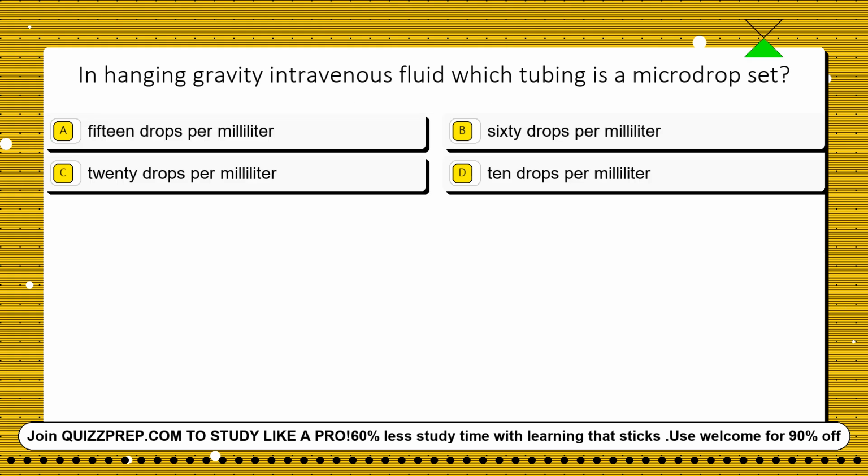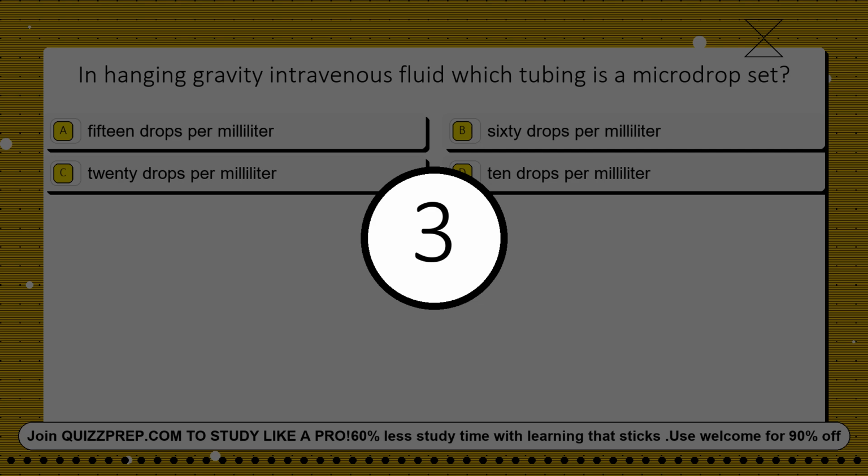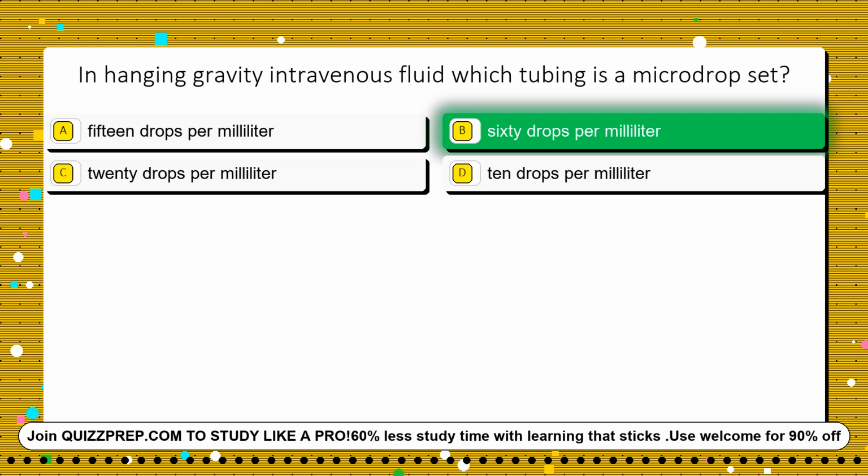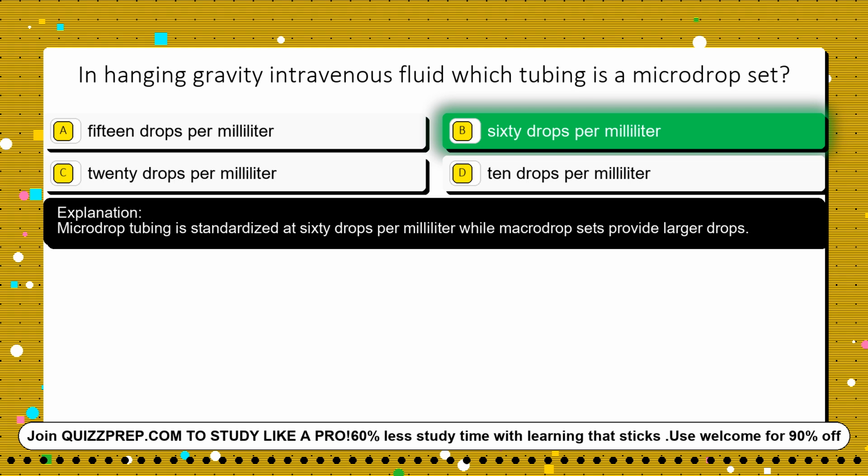Question 86. In hanging gravity intravenous fluid, which tubing is a microdrop set? Option A, 15 drops per milliliter. Option B, 60 drops per milliliter. Option C, 20 drops per milliliter. Option D, 10 drops per milliliter. The correct answer is option B, 60 drops per milliliter. Microdrop tubing is standardized at 60 drops per milliliter, while macrodrop sets provide larger drops.